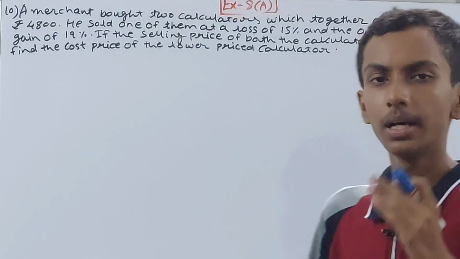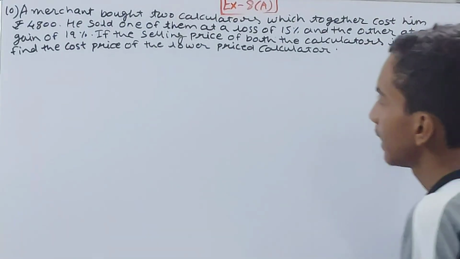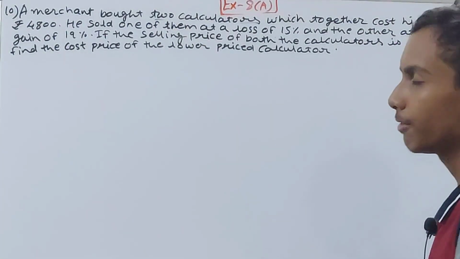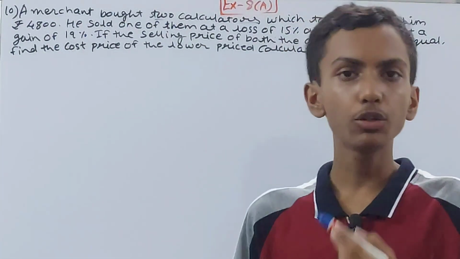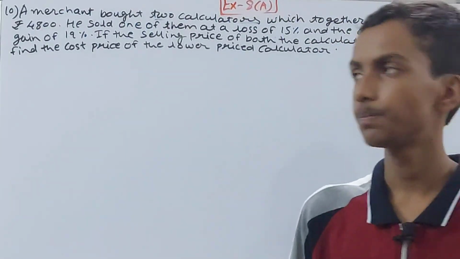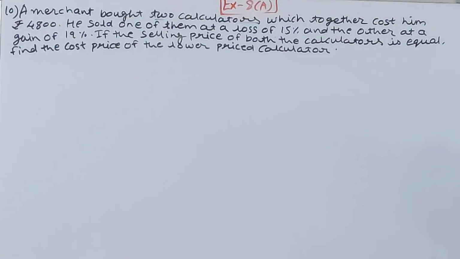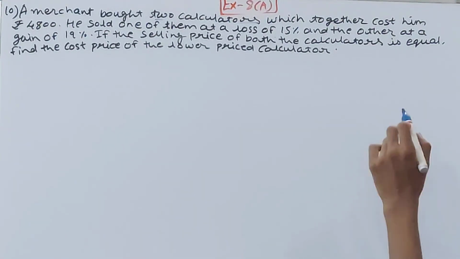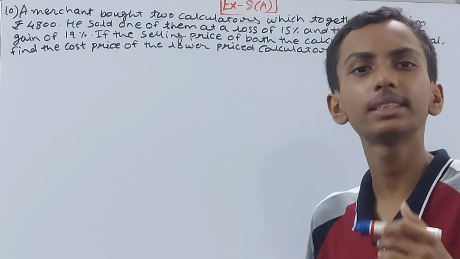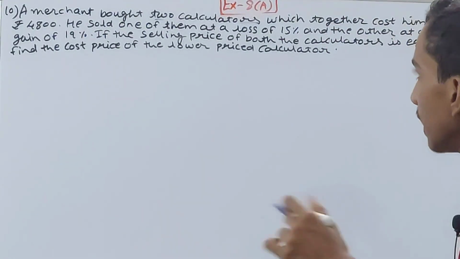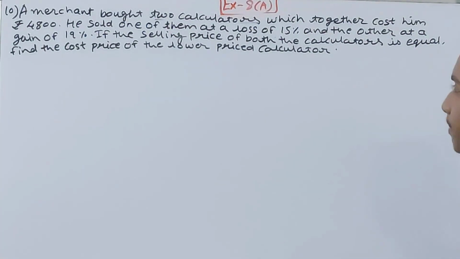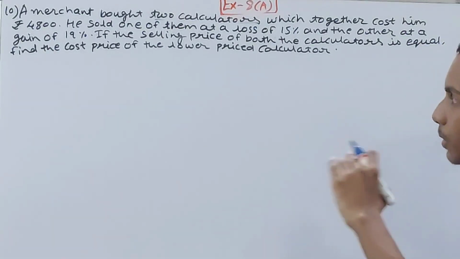So see here, we have to see carefully that he has bought two calculators with different cost prices. But the total cost price of both the calculators is ₹4,800. Now see, he has sold one of them at a loss of 15%, and the other calculator he has sold at a gain of 19%. So two calculators, and he has sold them like that.